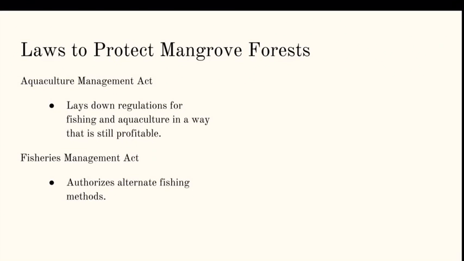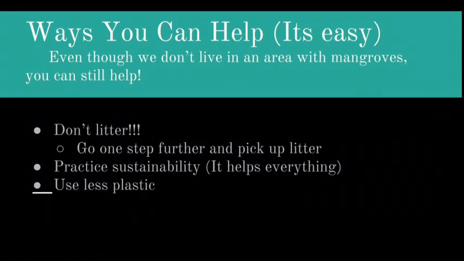And then finally, different ways that you can help. We don't live in an area where there's mangroves, but everyone can still help. Just don't litter. That's one of the easiest ways to stop that. And then practice sustainability, and that helps everything. And then use less plastic.